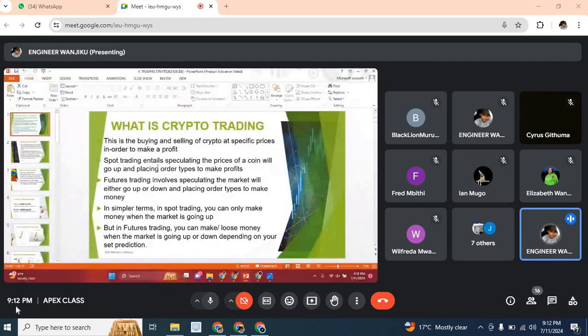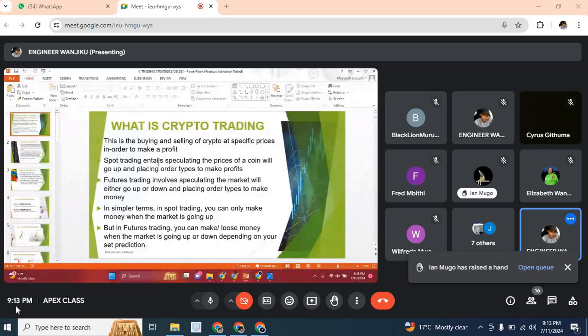and placing order types. Can you give examples of order types that you can remember? Anyone? Then have a brief description. Just to give you a refresher, we can say the market order. The market order allows you to buy at the current market price. Any other order types that you can remember? Off the top of your head.